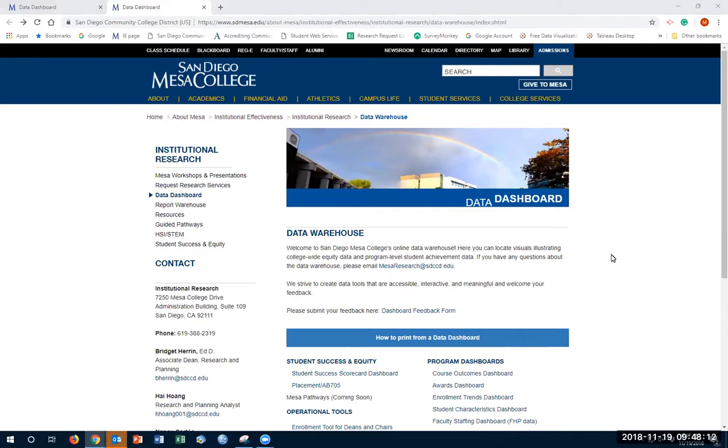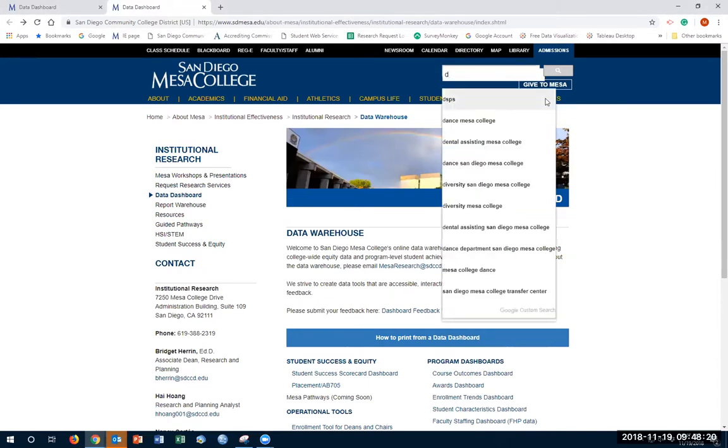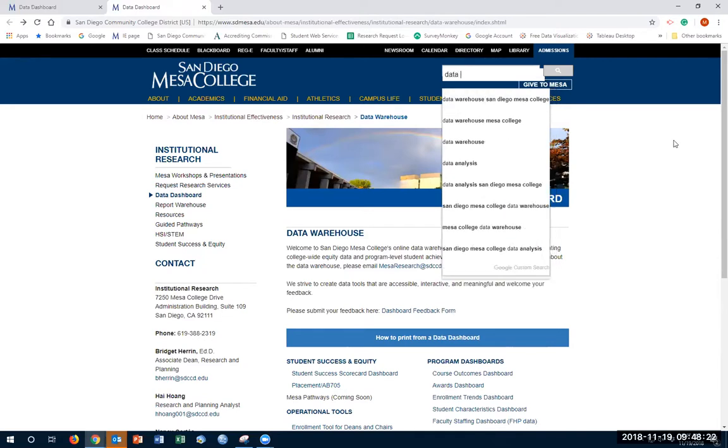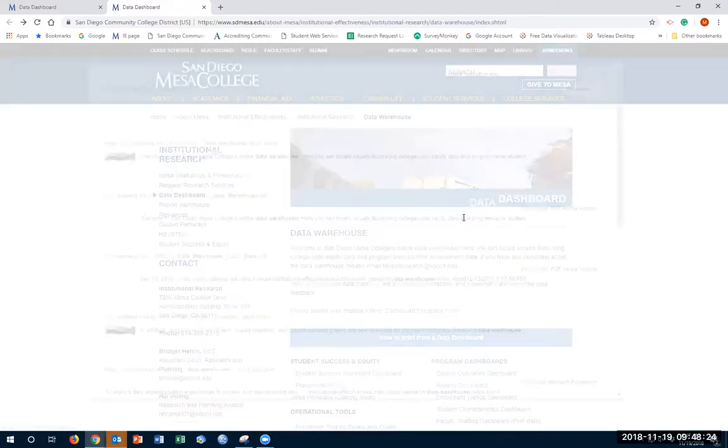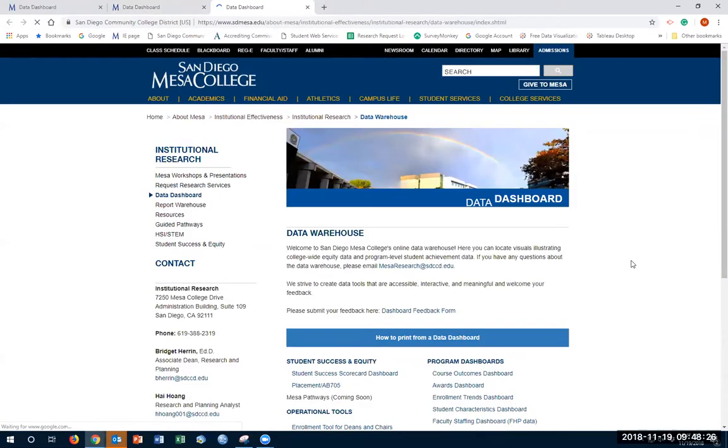So just like all of our other dashboards, you can navigate to this dashboard by searching in the search window, Data Warehouse, or by following the breadcrumbs: Home, About Mesa, Institutional Effectiveness, Institutional Research, Data Warehouse.